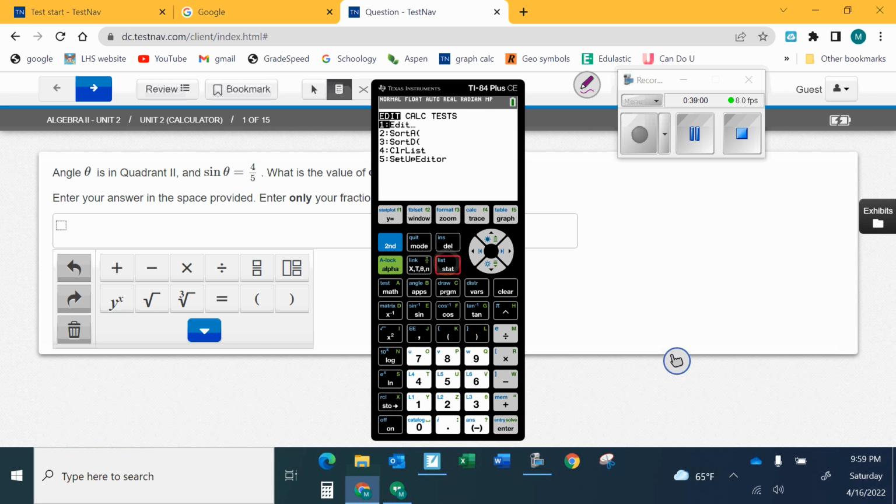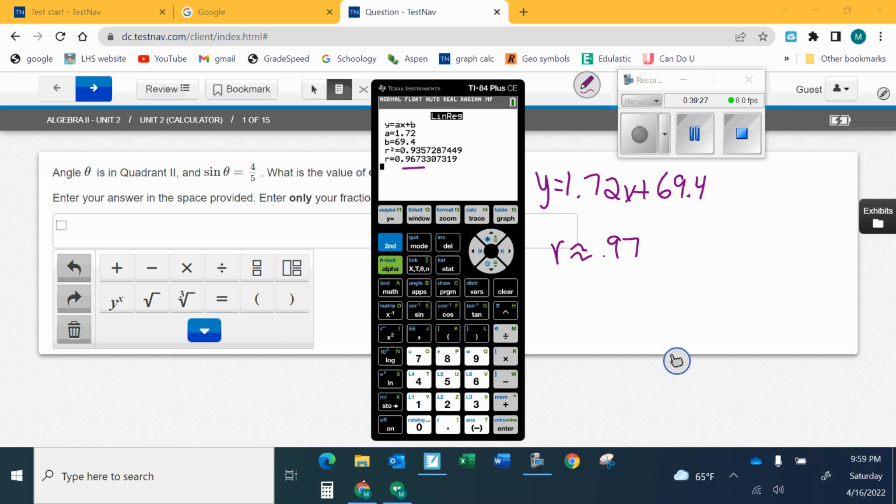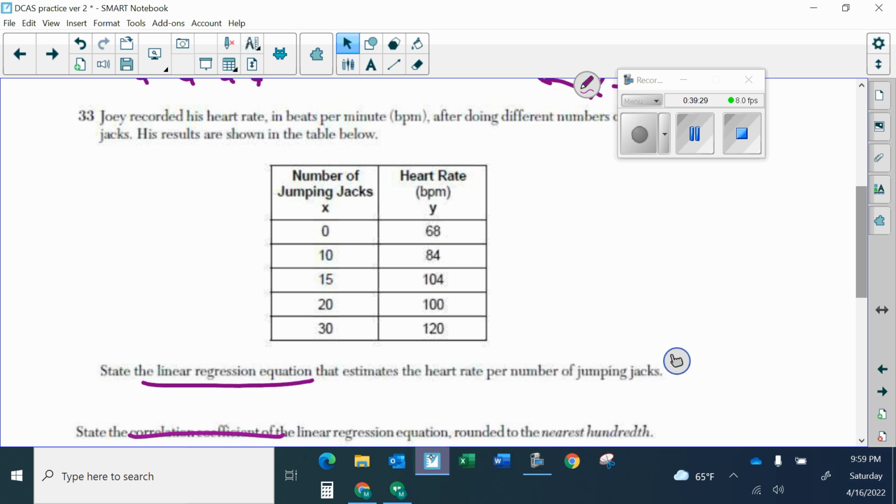Okay, then I hit stat, go over to calc, and we want linear regression, number 4, or you can scroll down. Enter, enter, enter all the way through, and it kicks it out. So my answer would be y equals 1.72x plus 69.4. That would be the linear regression line. And then my correlation coefficient to the nearest hundredth would be 0.97. Okay, and that's what I put in for my answer.